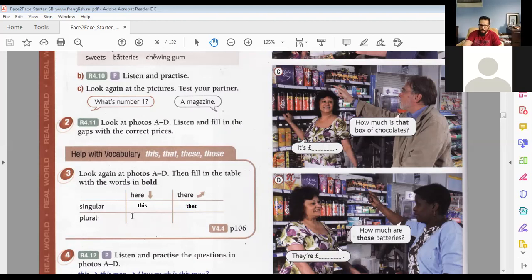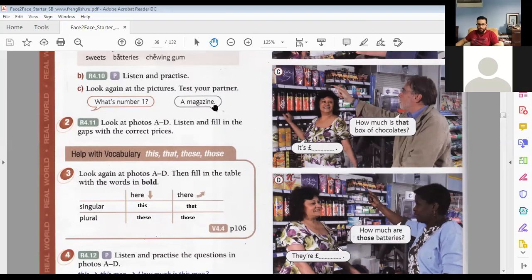لو كان الشيء جمع فهنقوله these. لو كان قريب منك here, these are my pens, these are my batteries, these are my books. ولو الشيء البعيد بتقول those are my books, those are my pens, those are my friends. هذا كان ضمن الحصة اللي فاتت، أدوات الإشارة this, that, these, those.